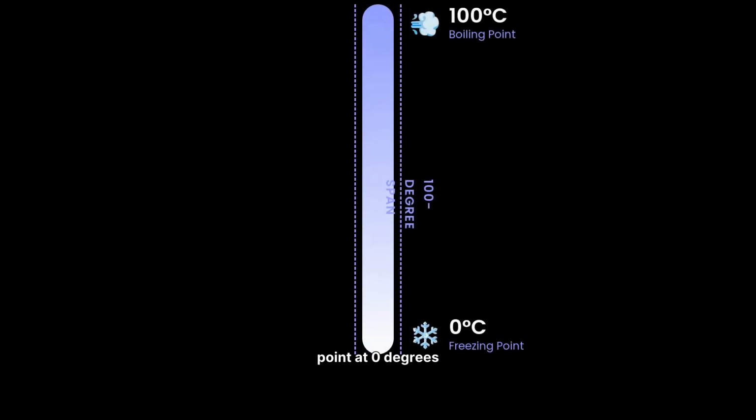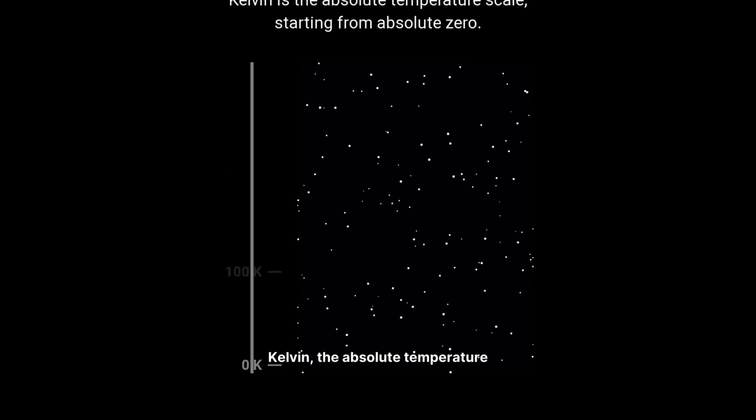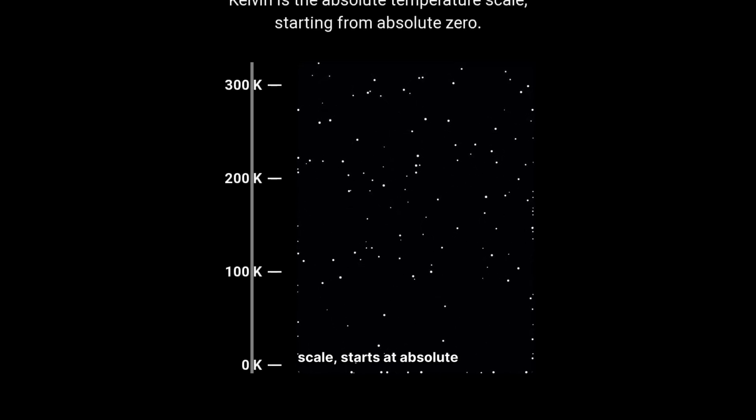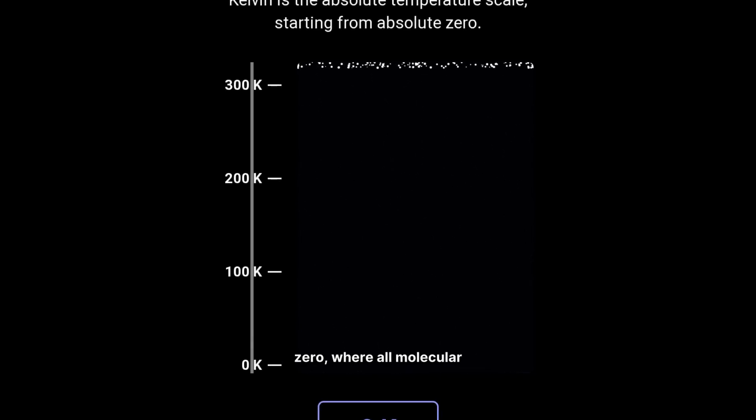Fahrenheit uses 32 degrees for water's freezing point and 212 degrees for its boiling point, a 180-degree range. Celsius sets water's freezing point at 0 degrees and boiling point at 100 degrees, a more intuitive 100-degree span. Kelvin, the absolute temperature scale, starts at absolute zero, where all molecular motion ceases, with 0 Kelvin.